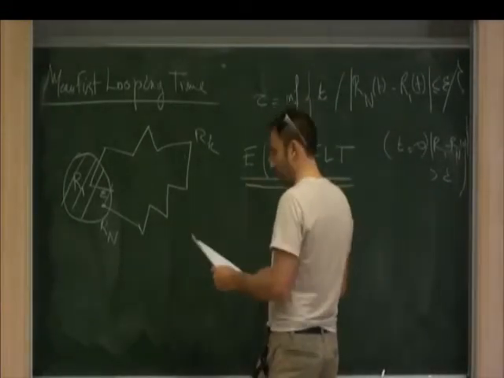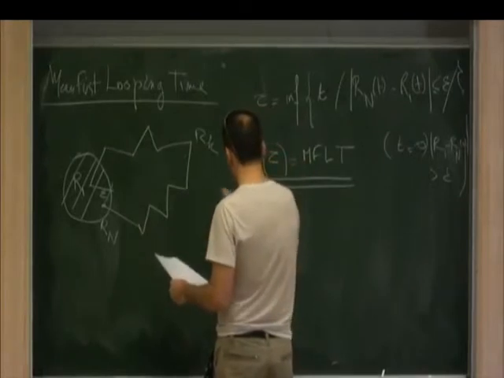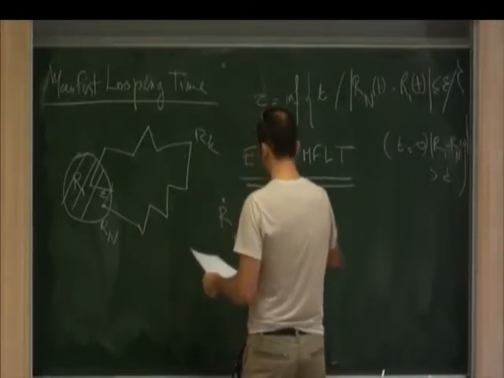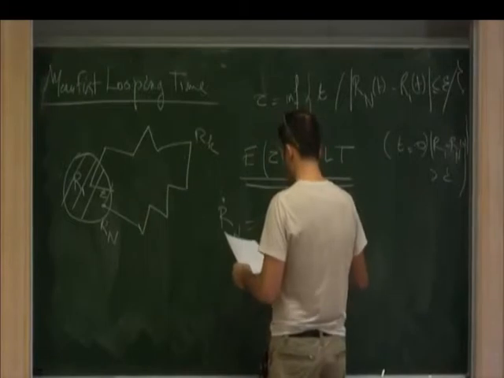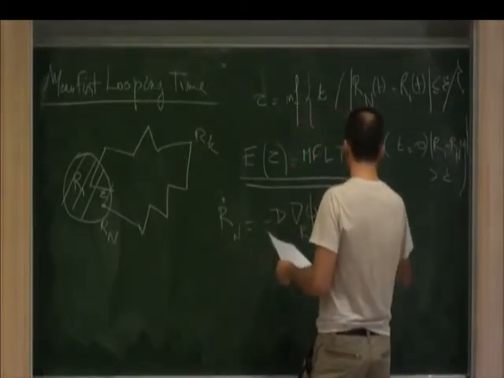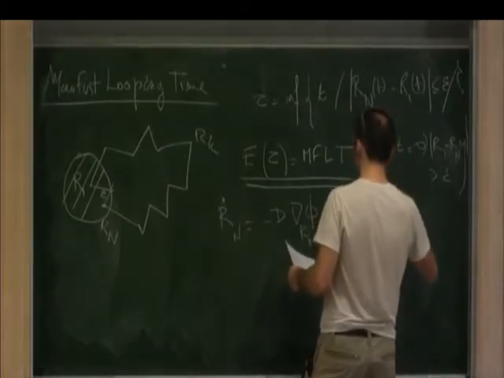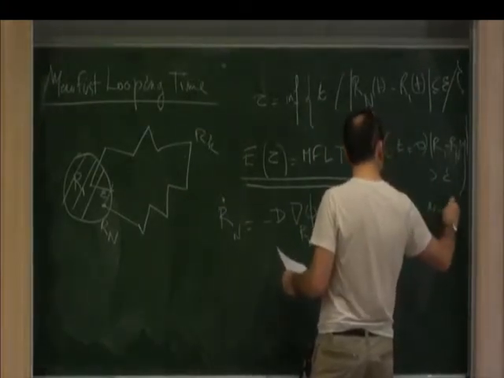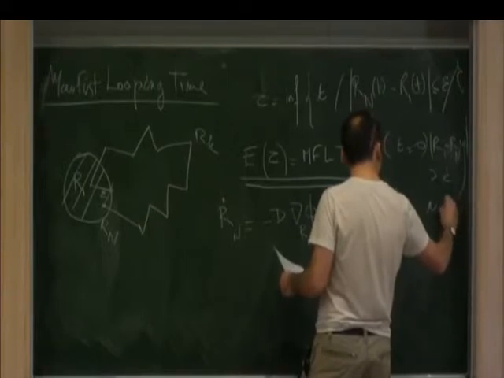So R1, Rn are satisfying the Rouse equation, which is minus the gradient of phi, you take the gradient with respect to Rn, plus square root of 2D and the noise. This is for all of them, except the first and the last, from 2 to n minus 1, I mean for all of them actually.